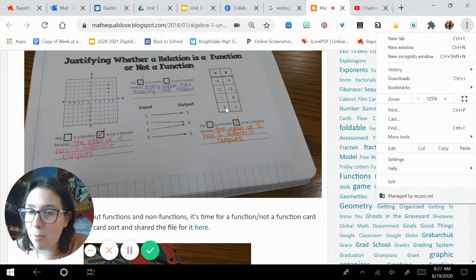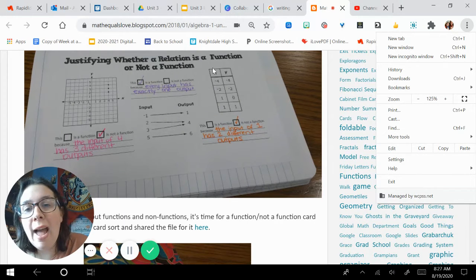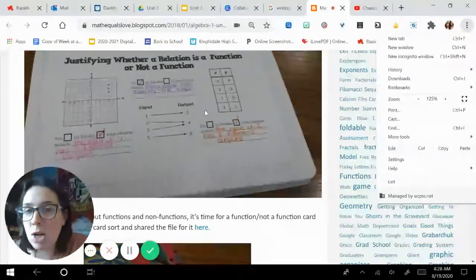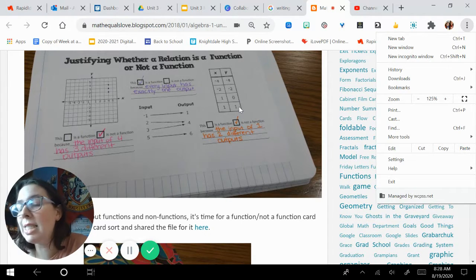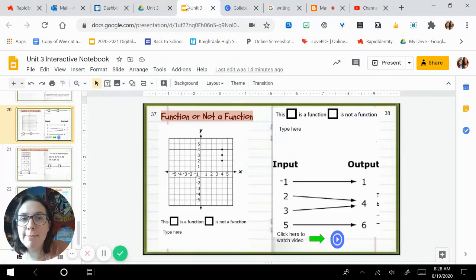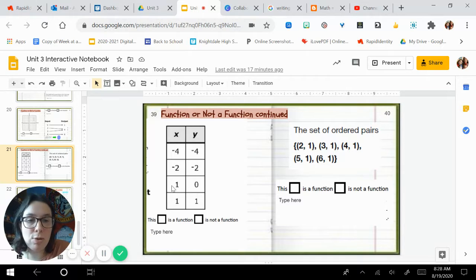Now let's do a table. Here I have a list of x's and a list of y's. So again, remember what can't repeat? X's. So let's look at the x's. Oh, I have 2 1's here. I have (1, 0) and (1, 1). So this is not a function because the input of 1 has 2 different outputs. So remember, x's can't repeat. Okay, so that will cover these 2 slides here and these 2 slides here.